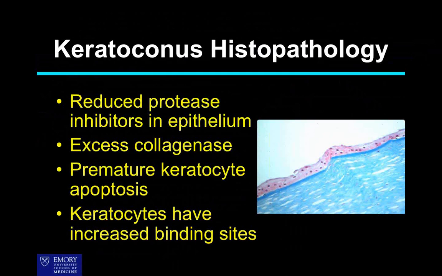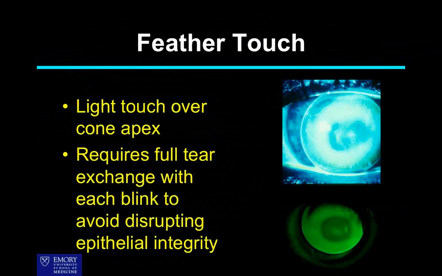This is because in keratoconic patients, they have reduced protease enzyme inhibitors in the epithelium, so that these inflammatory enzymes that can be activated by eye rubbing, for example, can thin the cornea, and that by reducing the inhibitors, they're not kept in check. These patients also have an excess amount of collagenase, the enzyme that actually lyses collagen. The keratocytes die off prematurely, premature apoptosis. And the keratocytes have increased binding sites, and that is they become more active more readily.